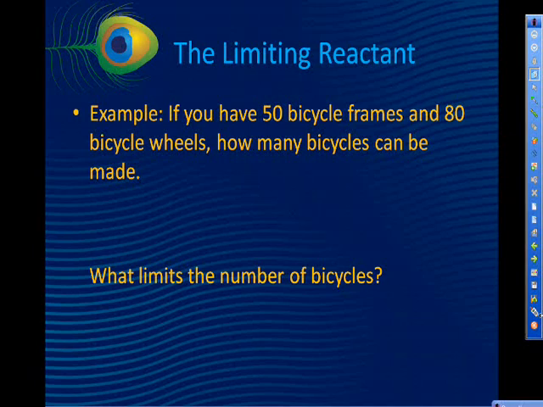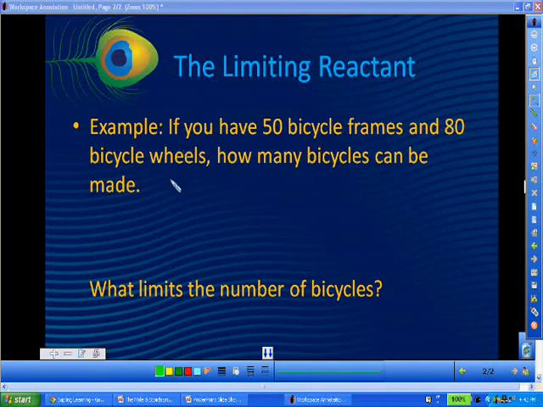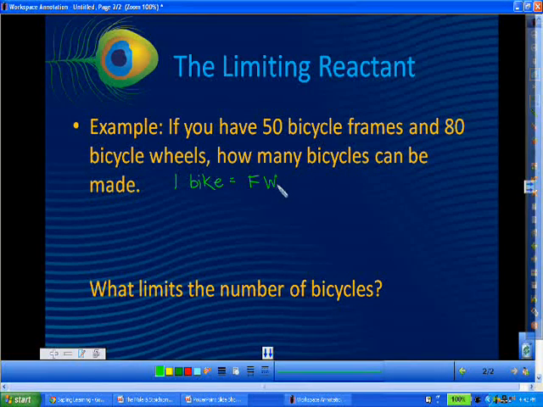And so we're going to look at it in an example that does not relate to chemistry, just to get a feel for what this looks like in the real world. So if you have 50 bicycle frames and 80 bicycle wheels, how many bicycles can be made? And so let's process through this right quick. One bike needs one frame, but it needs 2 wheels. So if we have 50 frames and 80 wheels, what would be our limiting reactant?